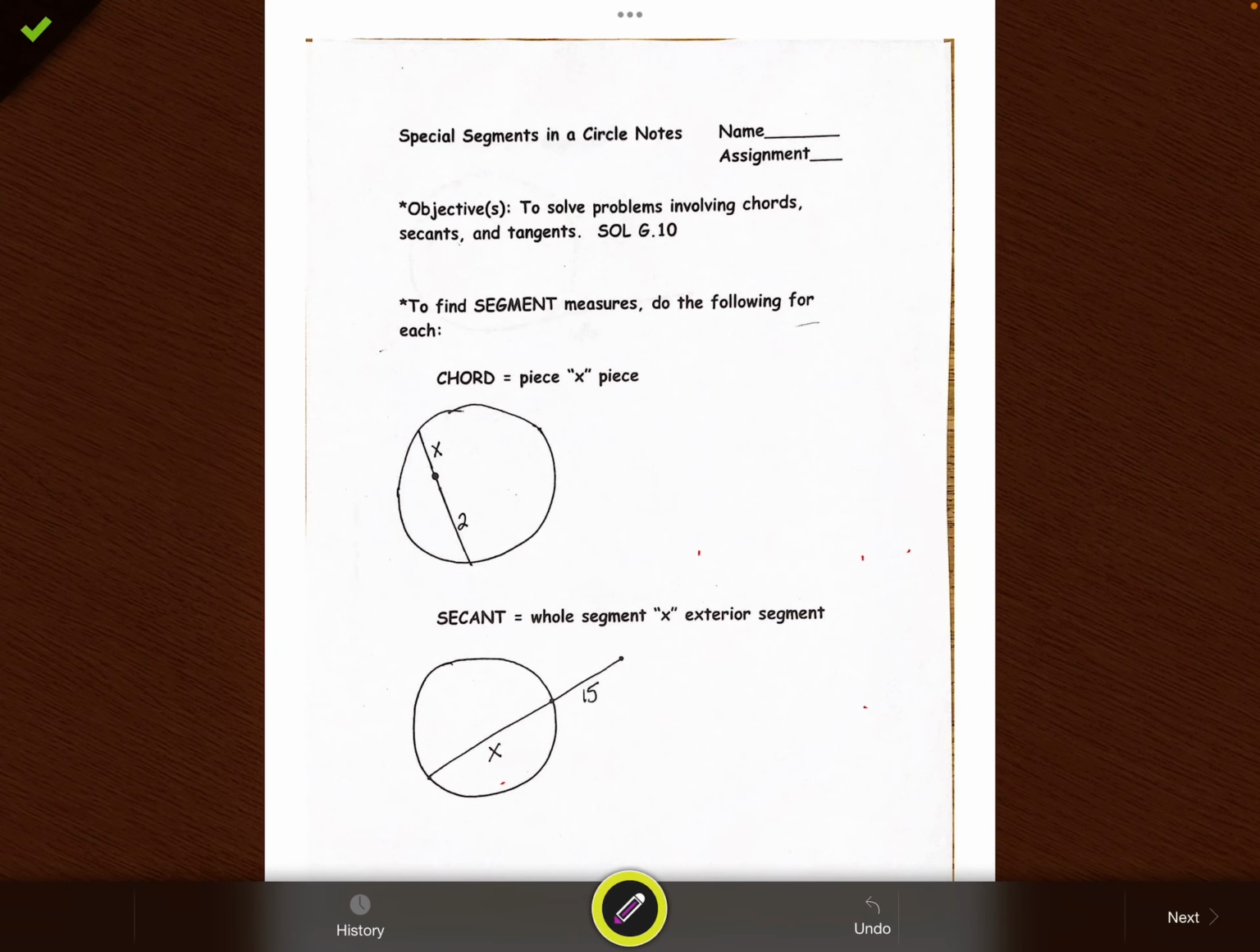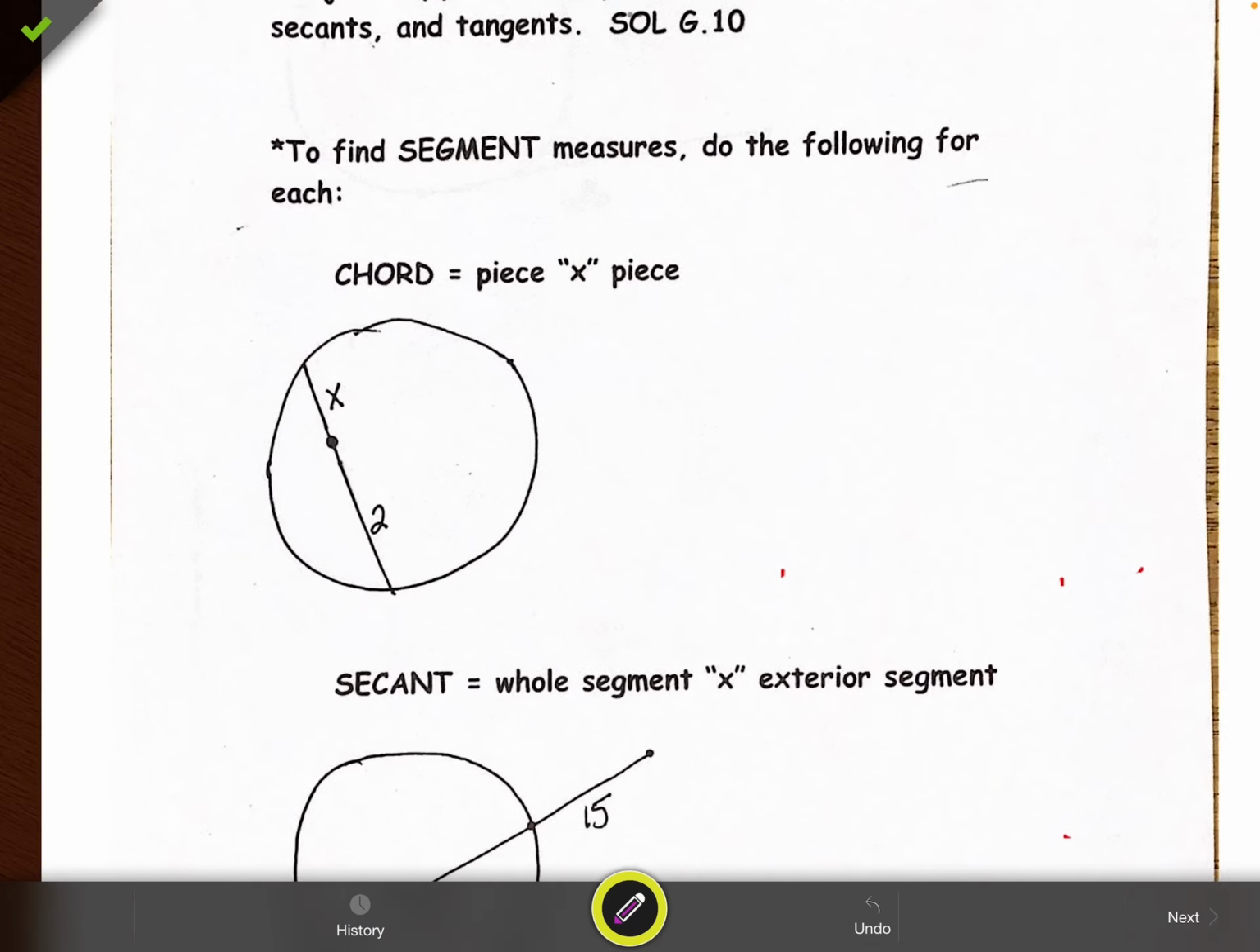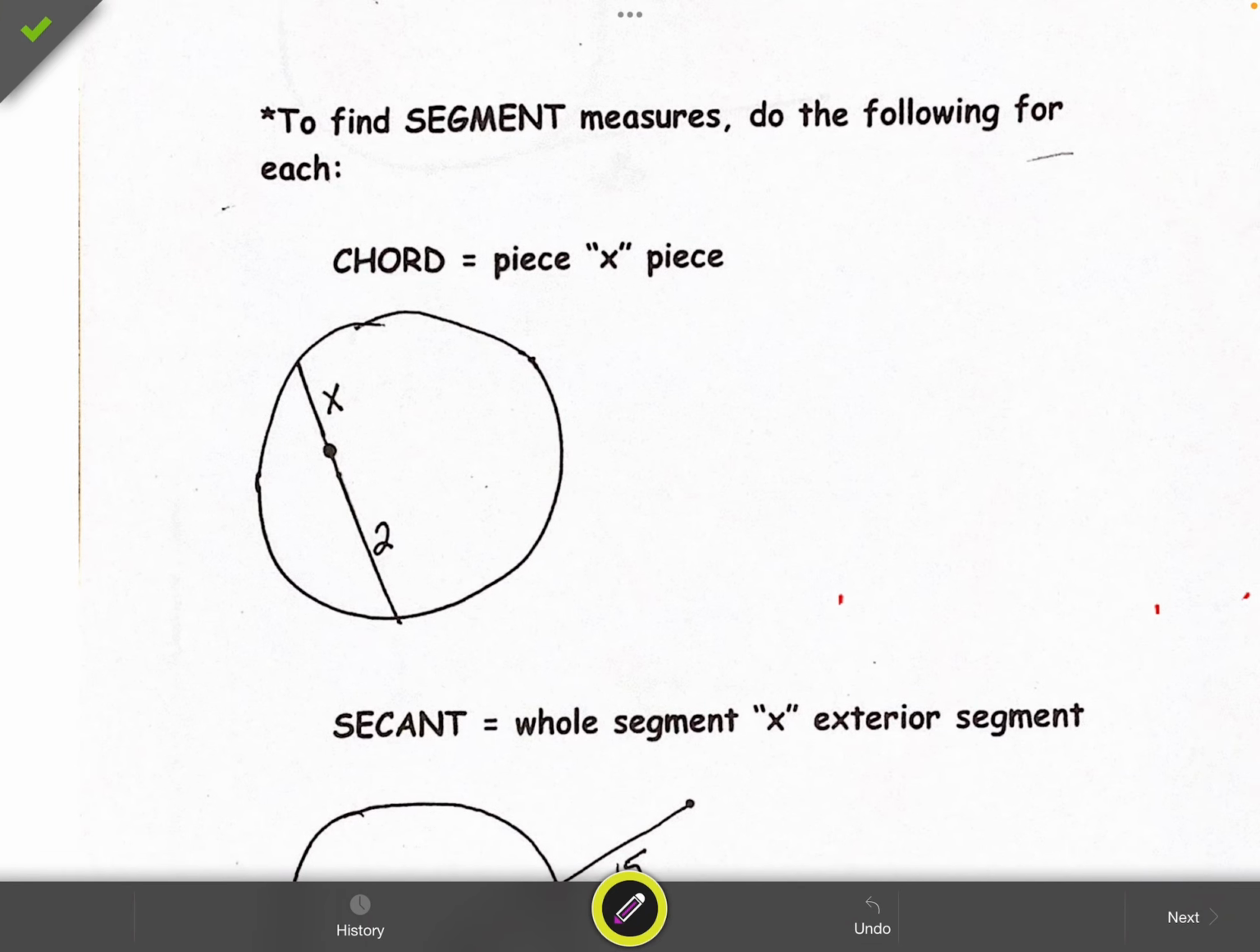Today we're going to talk about special segments in circles, and there are going to be 3 segments that we're looking at. I'm going to give you guys little formulas, and then we'll show you how to actually do them in a problem. So the first segment we're going to look at is a chord. A chord is this segment right here, side to side of your circle.